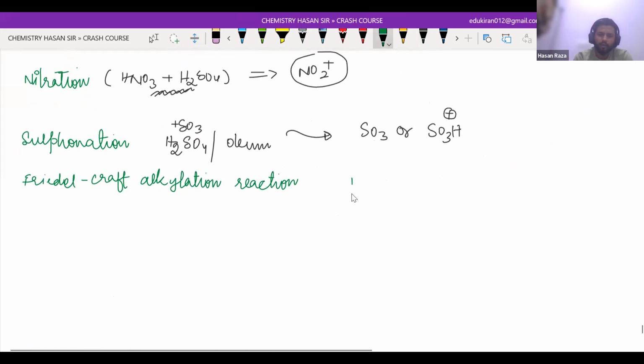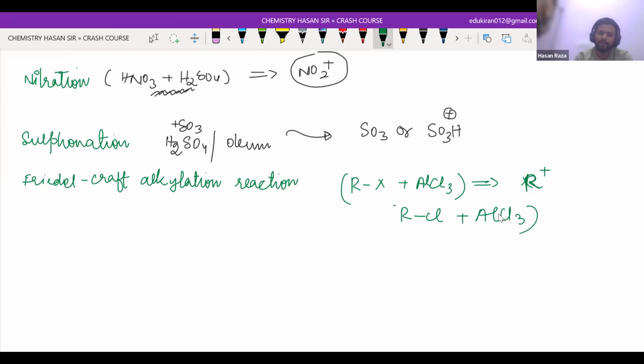For alkylation, you need RX in the presence of AlCl3, or you can say RCl plus AlCl3. There will be generation of R plus, and this R plus will add on chlorobenzene at the ortho and para positions. The last electrophilic substitution reaction is Friedel-Crafts acylation.